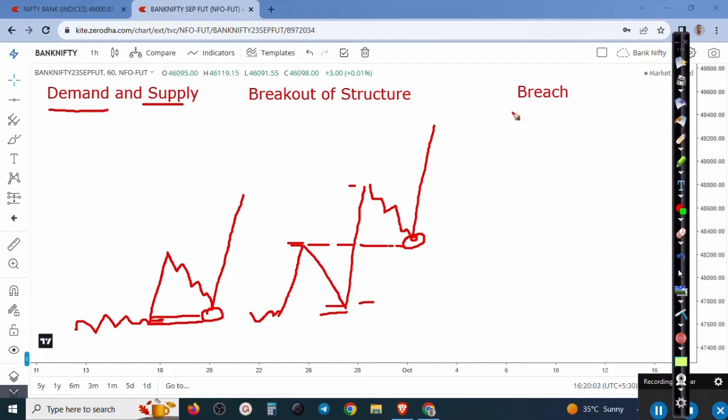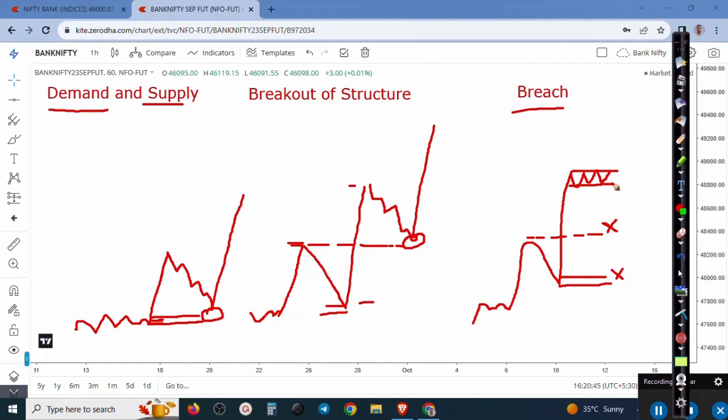And the third rule is called breach. Sometimes price goes a little bit here, shoots up, pulls back, again shoots up, but now you can see price is not able to pull back near the breakout of structure. That was the breakout of structure, and here is the demand zone. Price is not able to pull back near the breakout of structure nor the demand zone. In that case, you can see price holding here, and once price breaks this breach, that is my entry point. So there are three ways where exactly I enter.